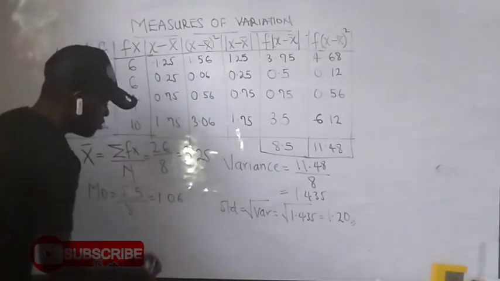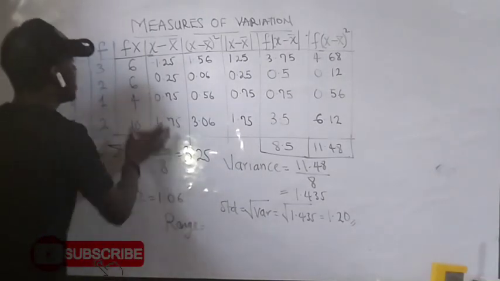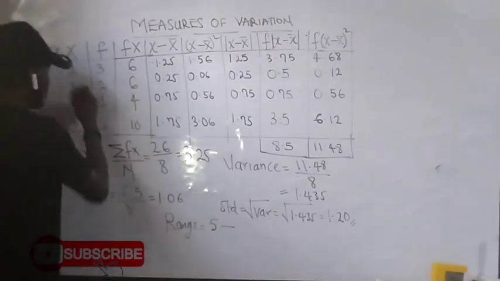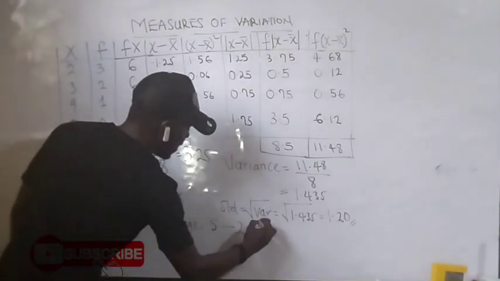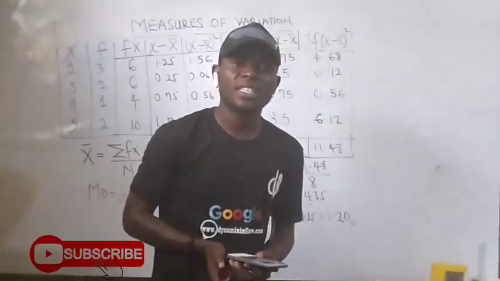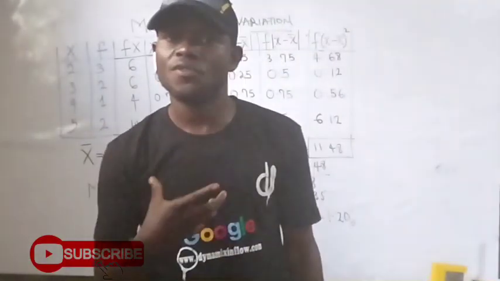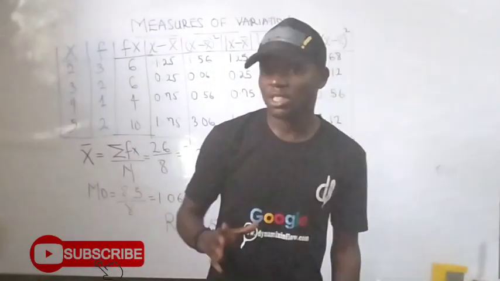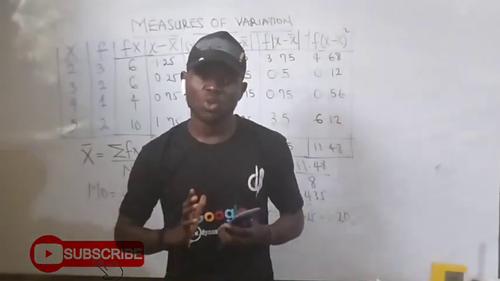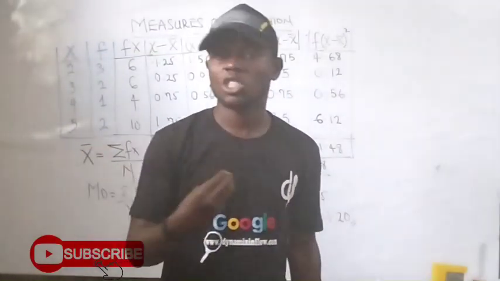Then my range is just simple. I have my range value to be my maximum value of x, which is 5, minus the minimum value of x, which is 2. So the range value is 3. And with that, we have easily solved for our mean deviation, our standard deviation, our variance, and our range. And that is going to be that easy. All we need to do is to understand the formula and understand how the table is computed.